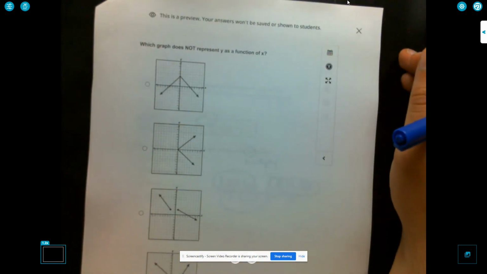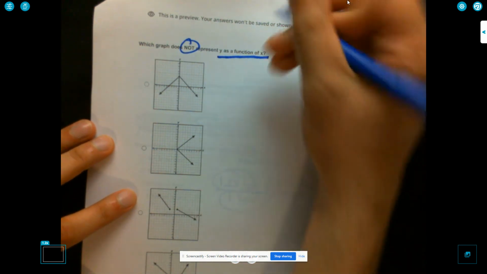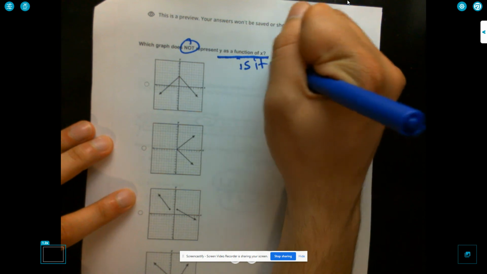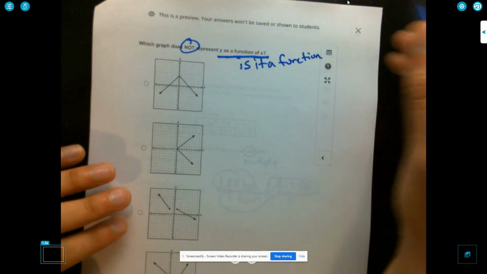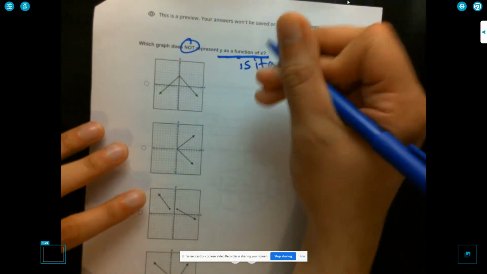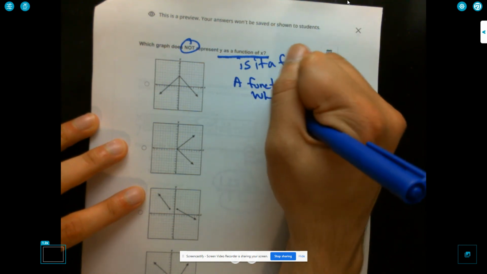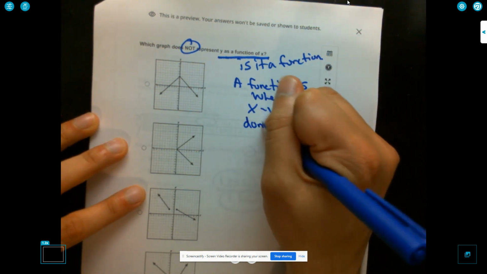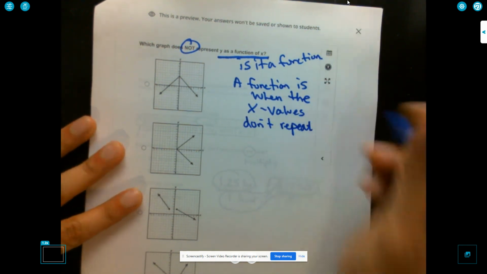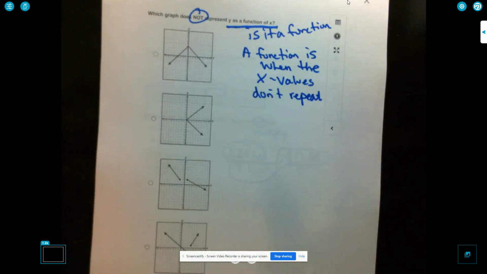All right, so this one says, which graph does not represent y as a function of x? So remember, y as a function of x is a fancy way to say, is it a function? And remember, a function does not have values where the x repeats. So a function is when the x values don't repeat. All right, so this is asking which graph does not represent y. So we're asked to find which one does not represent a function.